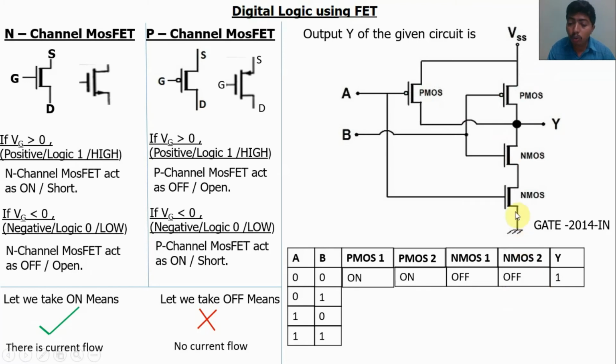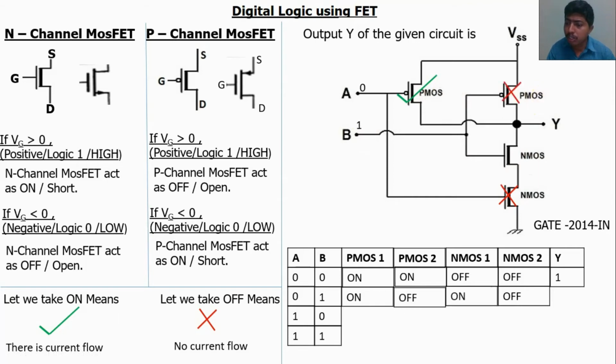Next, check the output Y for the input 0, 1. A is equal to 0. If A is equal to 0, it means the A input is connected with PMOS 1 as well as NMOS 2. So if A is equal to 0, negative voltage applied, which means PMOS 1 will be on and NMOS 2 will be off. So put the mark: this is the on condition, this is the off condition. Here B is equal to 1. If B is equal to 1, it means NMOS 1 is on and PMOS 2 will be off.